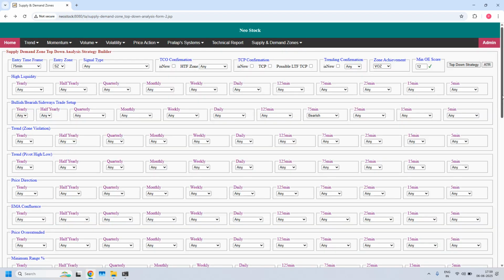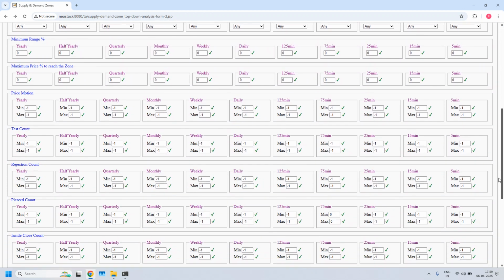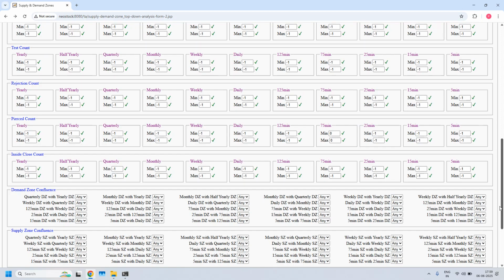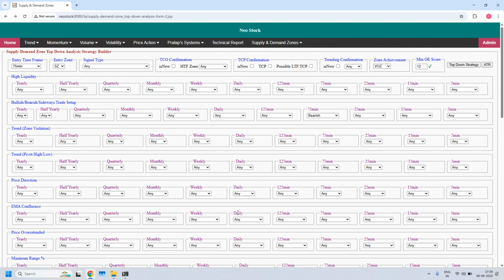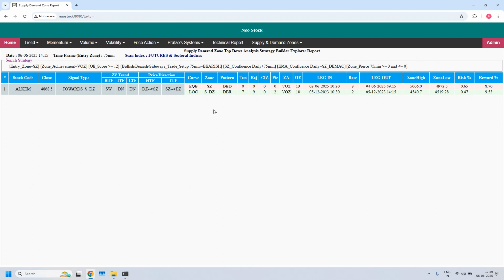First filter based on 75 minutes and daily supply zone confluence. So I am enabling the filter and applying on the 3 stocks. We got 2 stocks. So these 2 75 minute supply zones are overlapped with daily supply zone. And daily trend is down in both the stocks. Let's verify any daily supply zone having daily EMA confluence. One stock is filtered. So that way this supply zone might be having more high probability to get success.